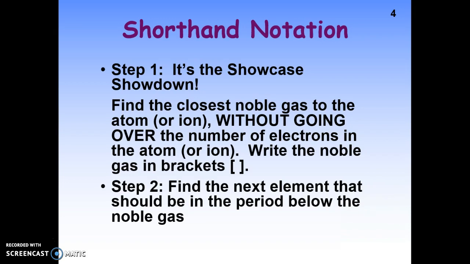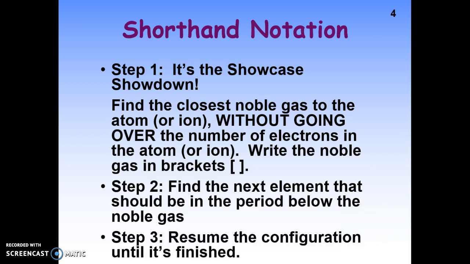Then you're going to find the next element that should be in the period below the noble gas. So the next element in line after the noble gas. And you're going to begin filling the electron configuration until you reach your element. So then we resume the electron configuration until it's finished.